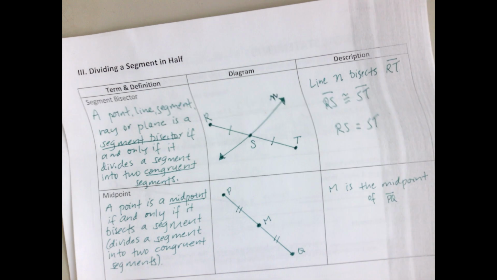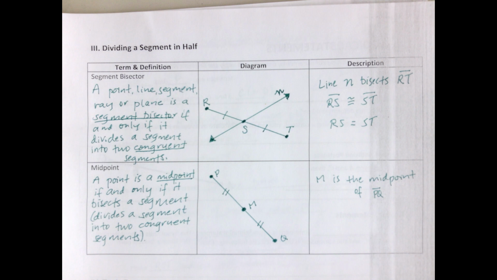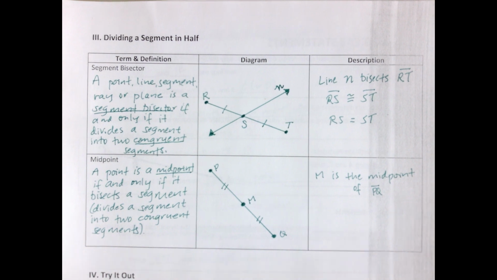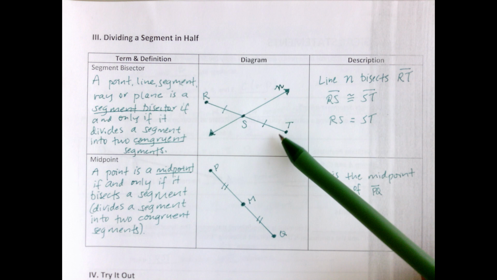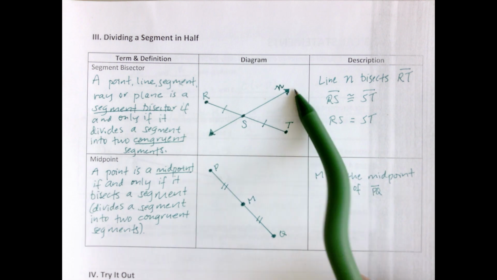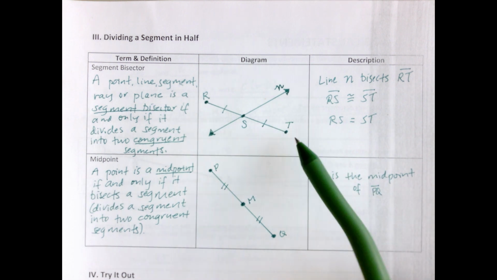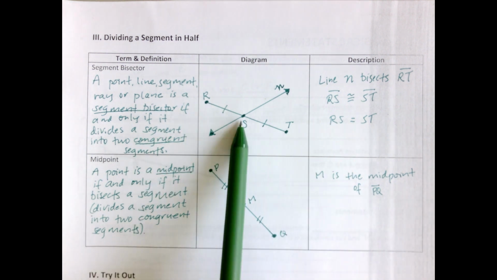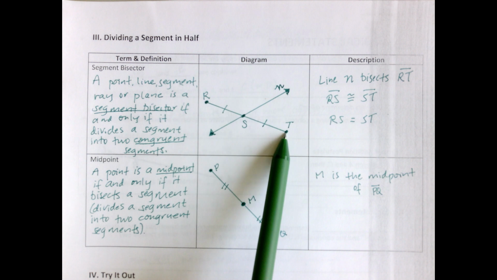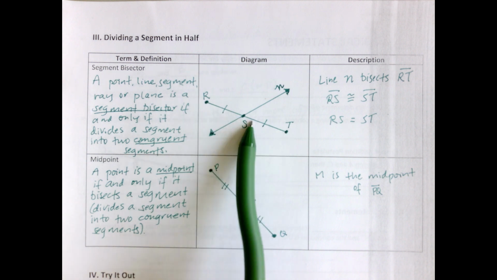Next page. Okay, so here we start talking about dividing a segment in half and segment bisectors. What does that mean? What is a segment bisector? Well, let's take a look at the diagram. I have these two objects. One is a line, one is a segment, and I see these two tick marks, which lets me know that segment RS is congruent to segment ST. They're the same length, okay?